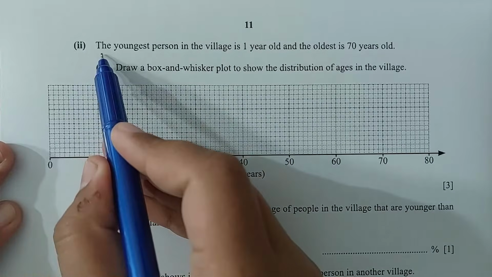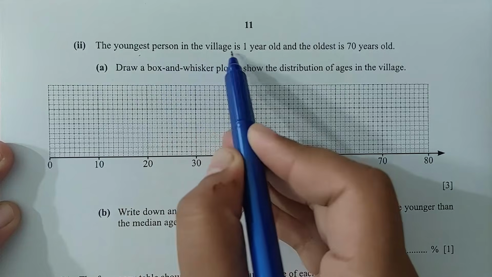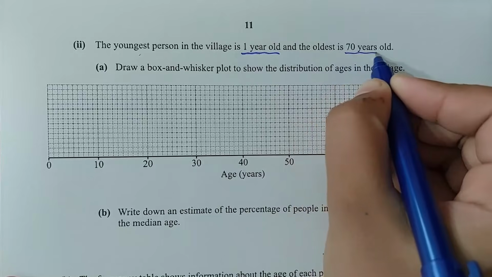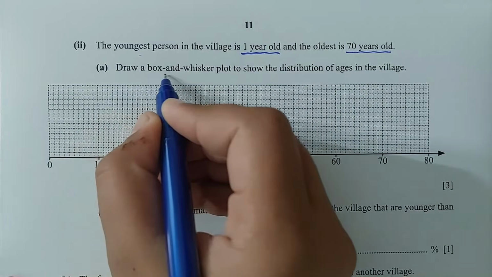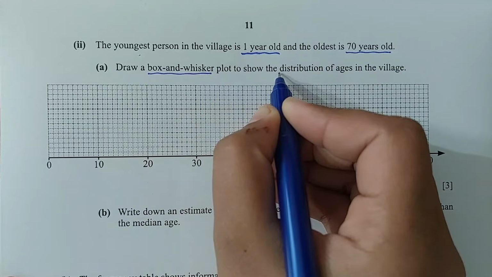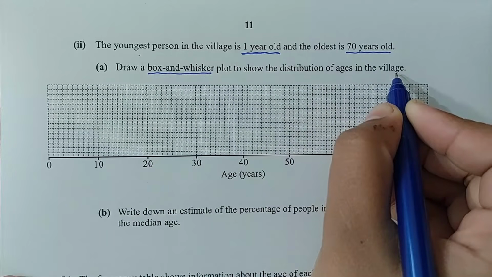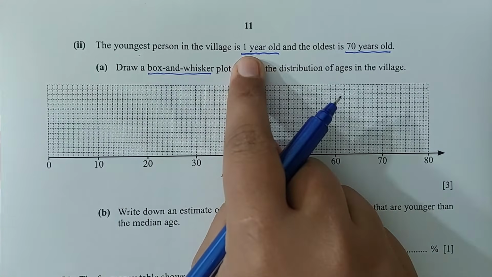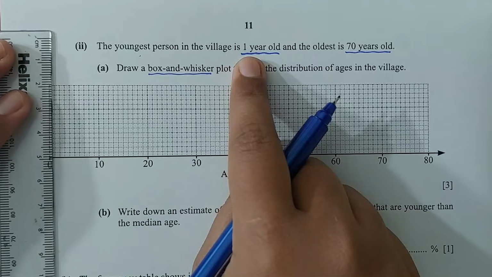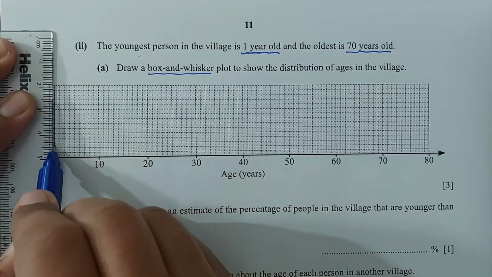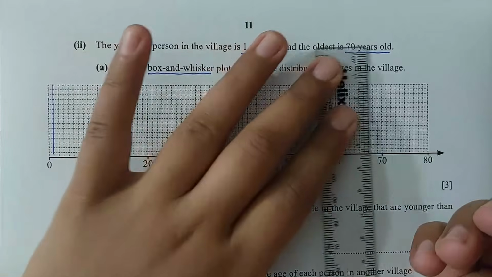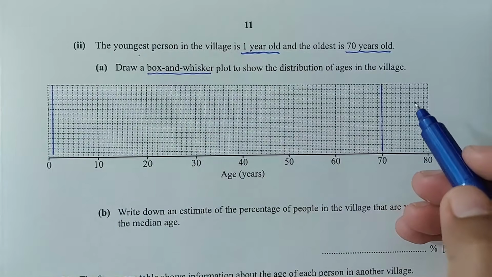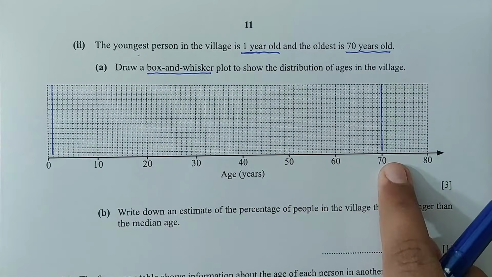Now for the second part, the youngest person in the village is 1 year old and the oldest is 70 years old. Part A, draw a box and whisker plot to show the distribution of ages in the village. Okay, so box and whisker plot. So the younger one is 1 year. Here we have 1 year, and the older one is 70 years. The maximum and the minimum, right? The lower point, the higher point, right?